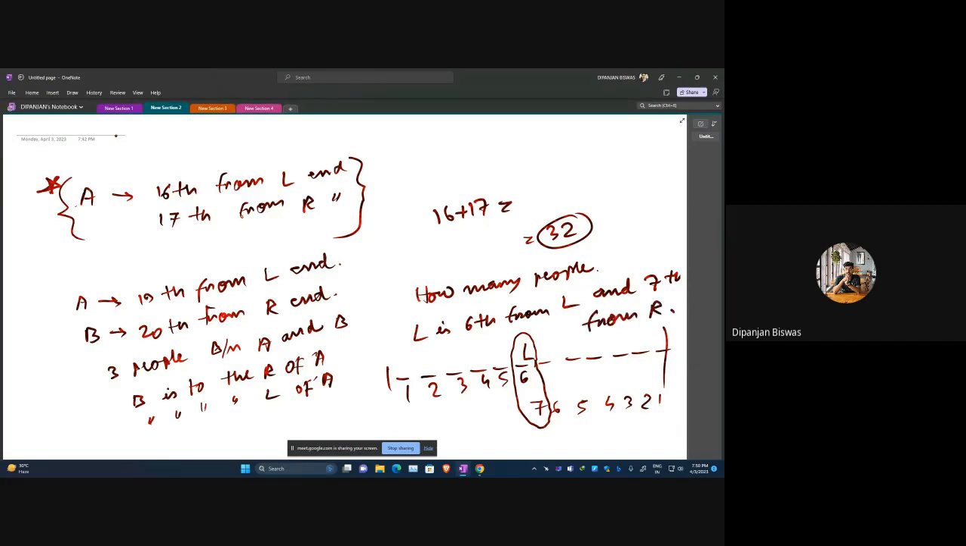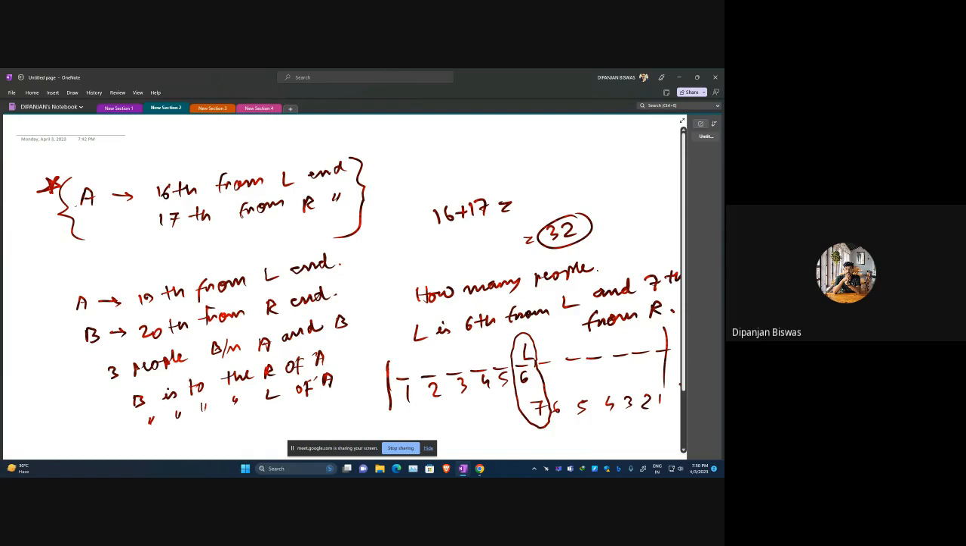And we have drawn the diagram here. Like if this is the end of the row, you can count 1, 2, 3, 4, 5, 6. L is 6 from the left end. And again, in this case, you can count 1, 2, 3, 4, 5, 6, 7. L is 7 from the right end. So as you can see, you are counting L twice while counting these numbers. So you just have to subtract 1 after adding these two numbers.